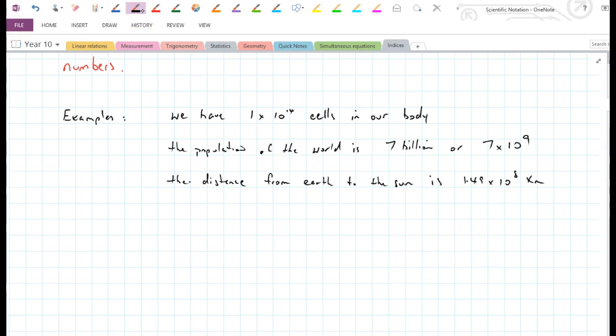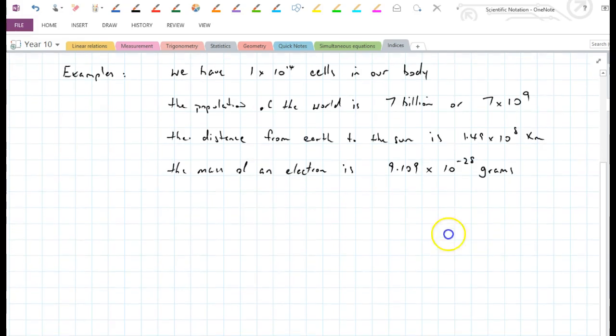All right, what's a small example? The mass. All right, here we are. The mass of an electron, which is just a little particle in a cell, tiny. The mass of an electron is, check this out, 9.109 by 10 to the power of minus 28 grams. 1 gram is tiny, tiny, tiny. You know what 1 gram is. This is tiny. All right, so what does this number look like?